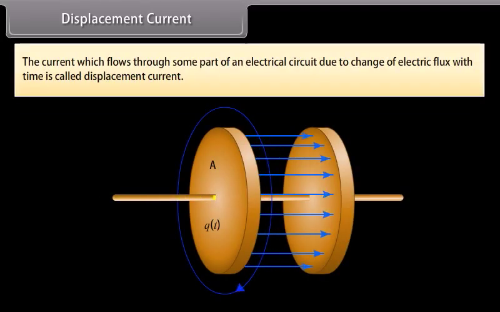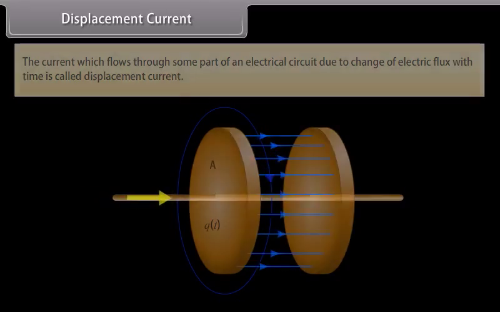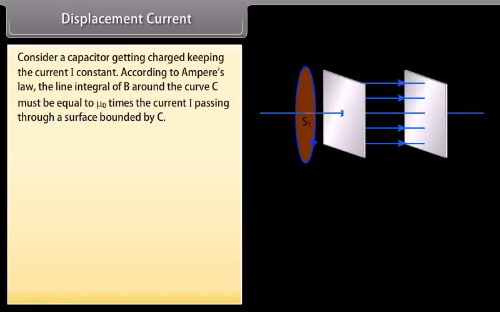Displacement current. The current which flows through some part of an electrical circuit due to change of electrical flux with time is called displacement current. Consider a capacitor getting charged, keeping the current I constant.